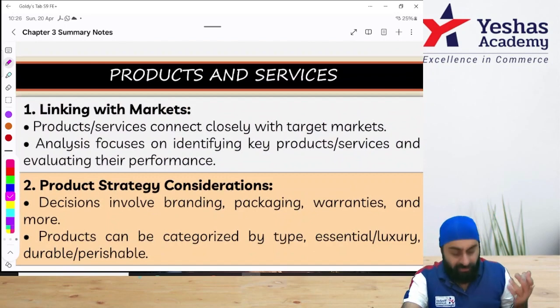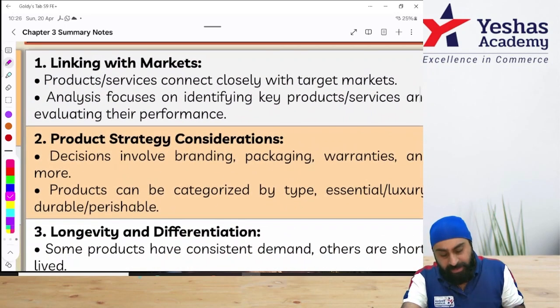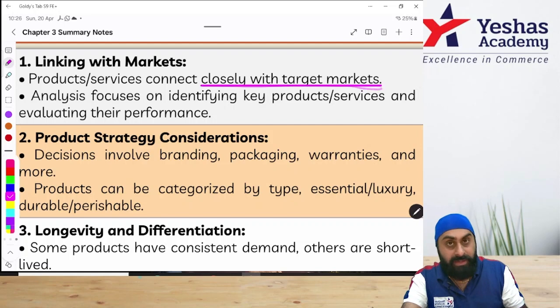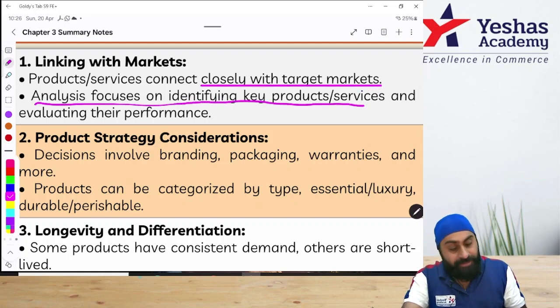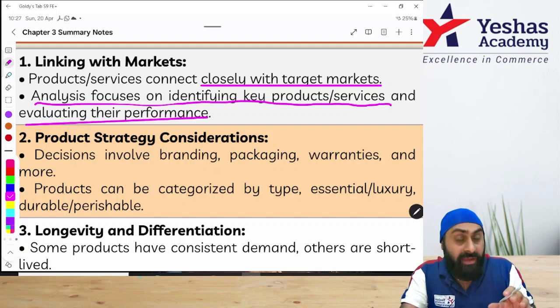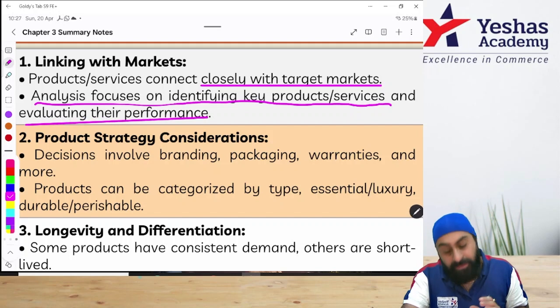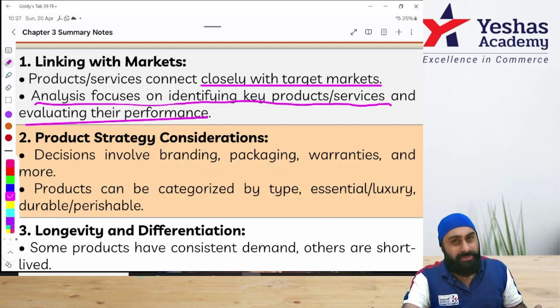Next question: what are products and services? Linking with markets, products and services connect closely with the target markets. In analyzing, focus on identifying key products and services and evaluating their performance to check whether the product is satisfying the customer's want or not. So, whatever you produce, you should make sure that it is useful for the customer.